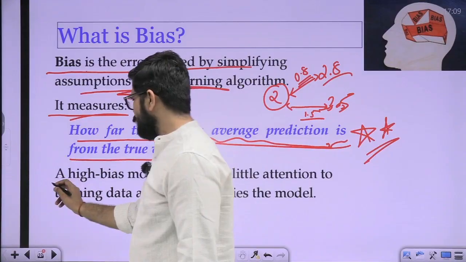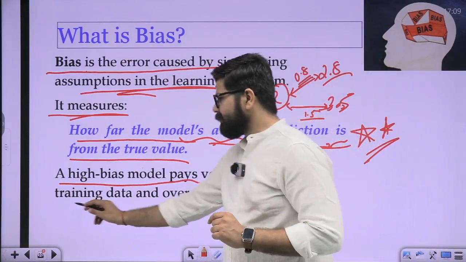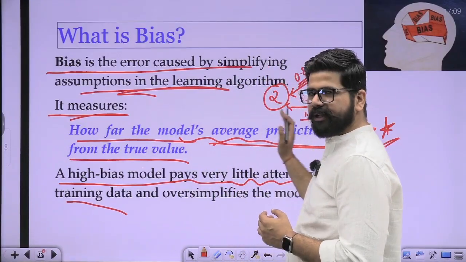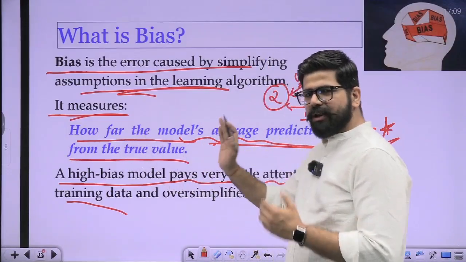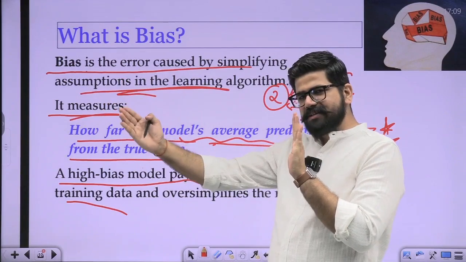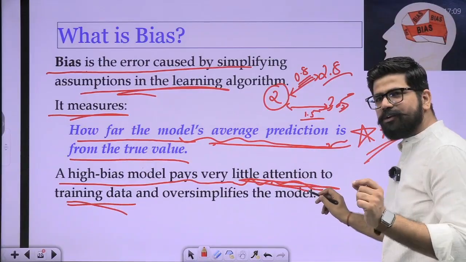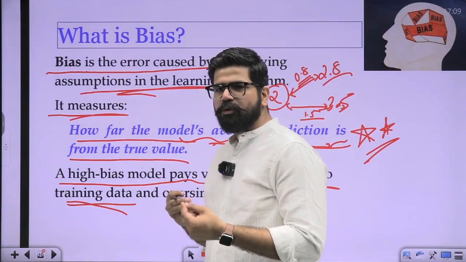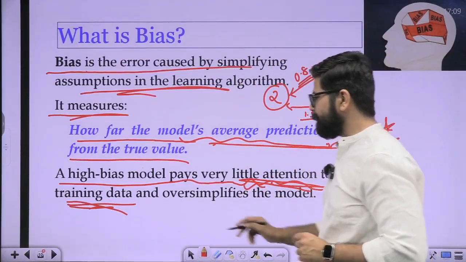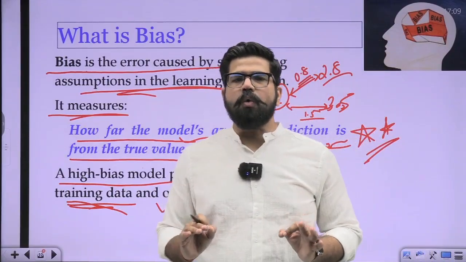So a high bias model pays very little attention to the training data. If your bias is high, that means the average prediction is far from the true value. If the average prediction is too far from the true value, then your bias is too high. That means the model ignores the training data, giving very little attention to it, and oversimplifies the model.